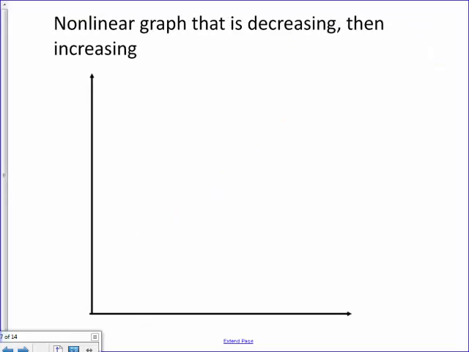How about a nonlinear graph that is decreasing, then increasing? Okay, so I can start wherever. It decreases and then increases. And it's nonlinear. It doesn't state if it needs to be continuous or discrete, so I just made it continuous.